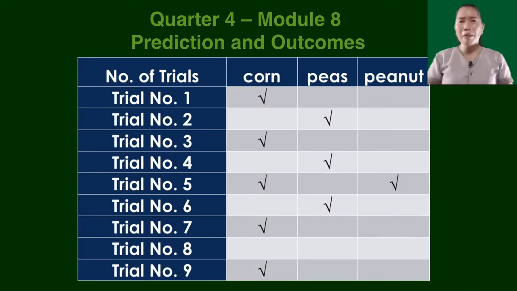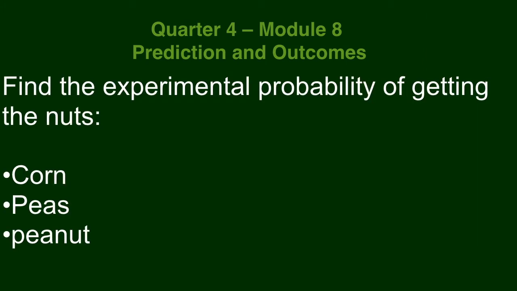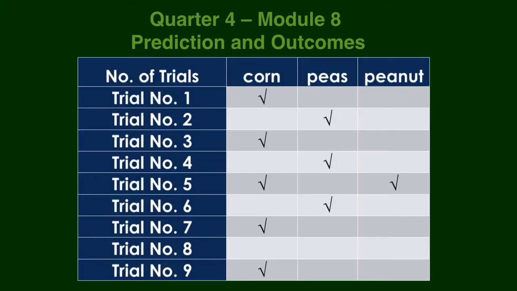Try to look at the table and let's find the experimental probability of getting the following. Number 1, corn. Number 2, peas. Number 3, peanut. Okay, look at the table. Number of trials. Trial number 1, corn. Trial number 2, peas. Trial number 3, corn. Trial number 4, peas. Trial number 5, corn. Trial number 6, peas. Trial number 7, corn. Trial number 8, peanut. Trial number 9, corn.